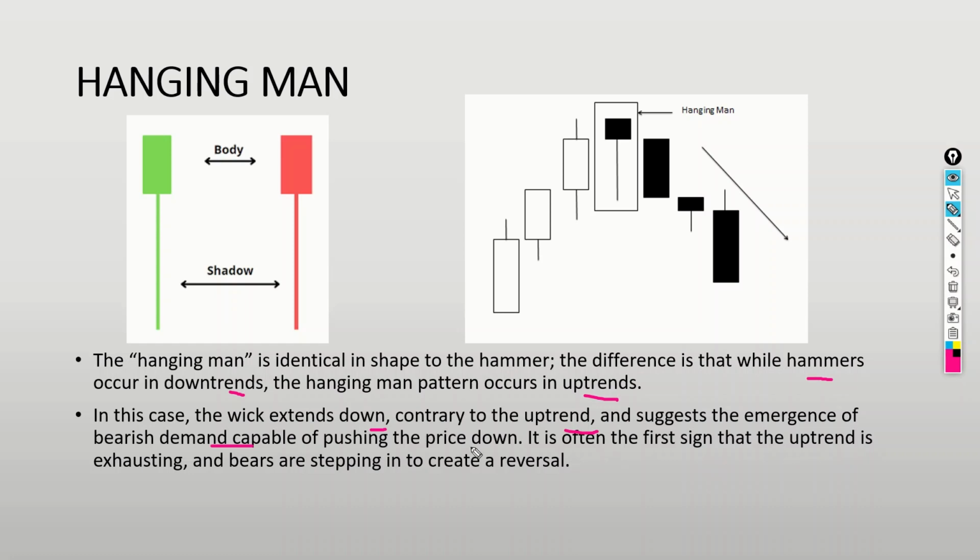It's often the first sign of the uptrend exhausting. Players are stepping in to create a reversal. Okay. So when you look here, price was moving high, formed a hanging man, then the price dropped. That is a hanging man.